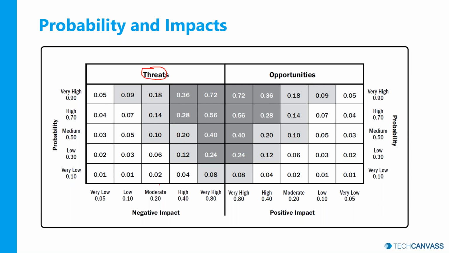A combination of moderate impact and very high probability is giving a score of 0.18. Likewise, very high impact and very high probability is 0.72. The number is higher, so the higher the number, the higher the rank, the higher the priority, the more importance you will give to the risk and try to address that risk. So you can use this matrix in your projects and come up with a prioritized list of risks and go after them in descending order.